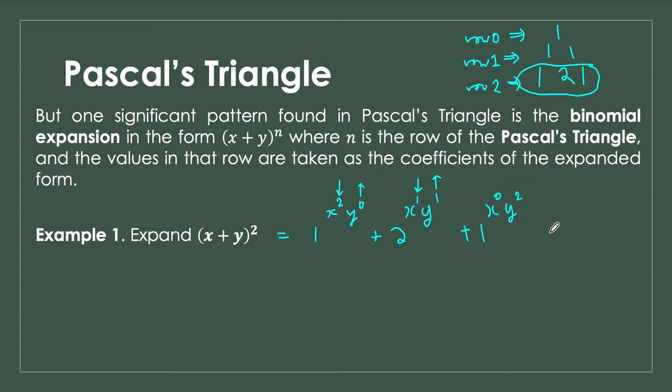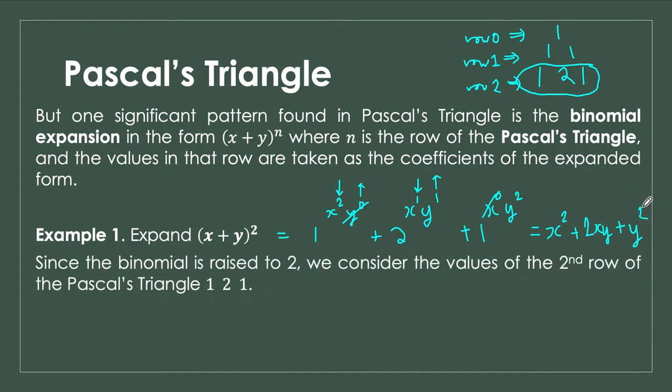So hence, as our final answer, we don't need to write the 1. This x raised to 0 is going to become 1, so our answer would be x squared plus 2xy. We don't need to write the exponent 1, plus this 1, y raised to 0 is also 1, so we're going to write this as y squared. And that will be our answer, as what we already know from squaring a binomial.